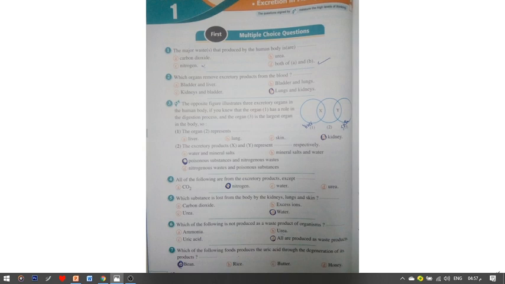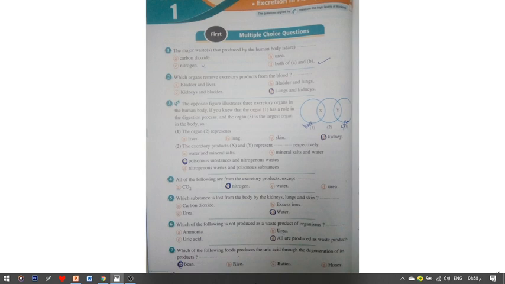Number 4, all the following are excretory products except what? Of course, nitrogen, because as we said before, nitrogen doesn't pass through the plasma membrane. It enters the lungs, and it's removed. It gets in by inspiration, and it's expired, okay, without passing into the plasma membrane.